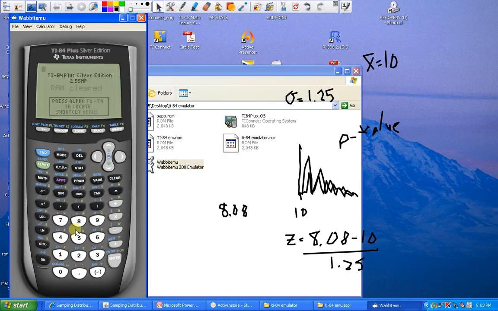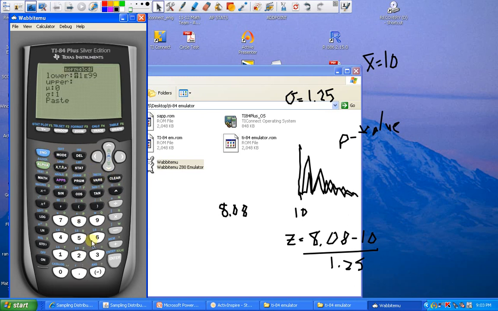Okay, so we had 10 minus 8.08 divided by 1.25. Now we knew it was going to be between 1 and 2. 1.536 is our z-score. Okay, so we know kind of how probable that is, but we can get a better idea with normal CDF. We're trying to get the probability of getting a z-score higher than that.